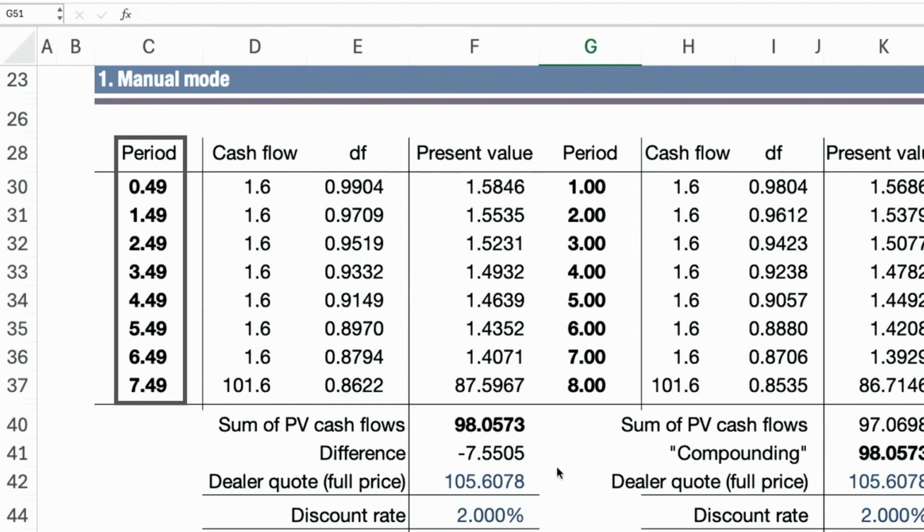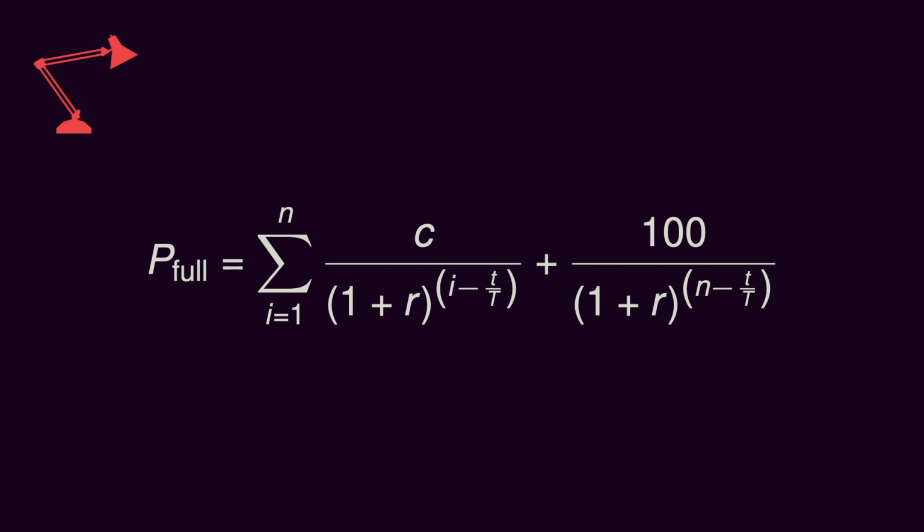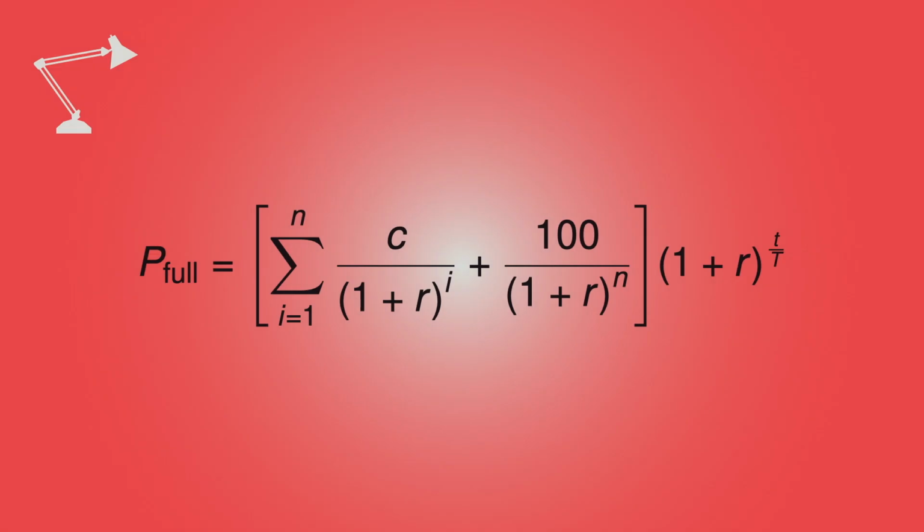The second coupon payment is discounted for that fraction plus another full period, in this case one full period made of 6 months. 2 minus T over capital T, and so on. Considering all that, this equation can be simplified multiplying the numerator and the denominator by 1 plus r to the power of T over capital T.